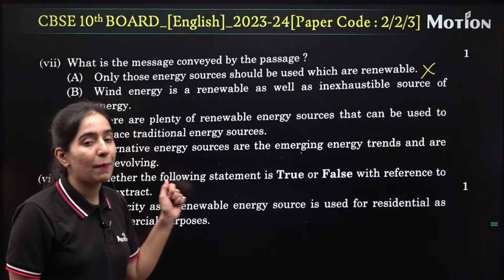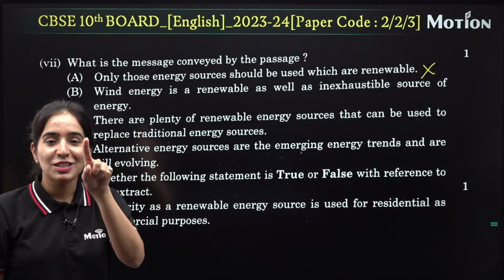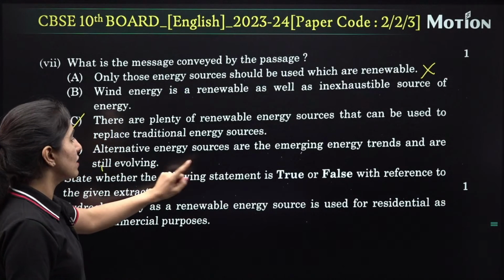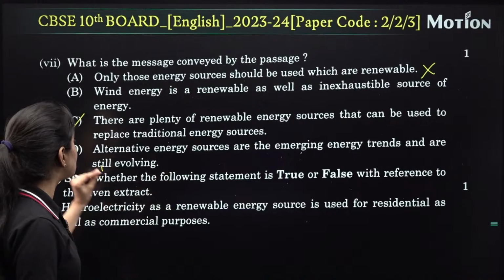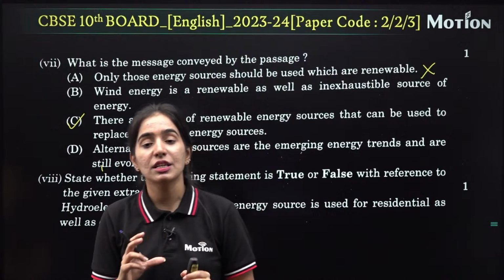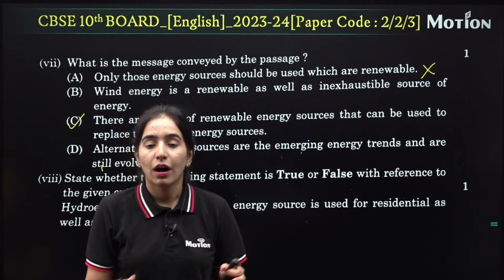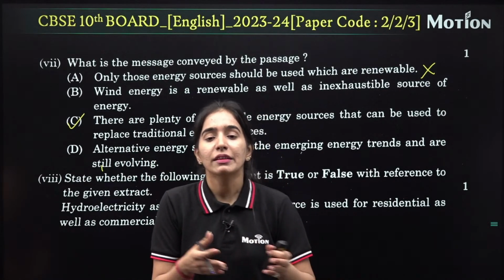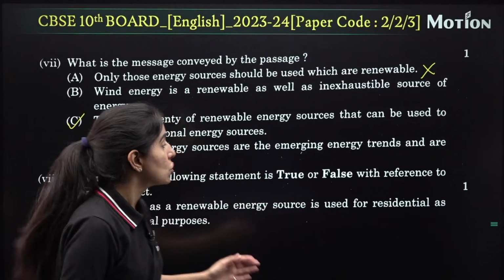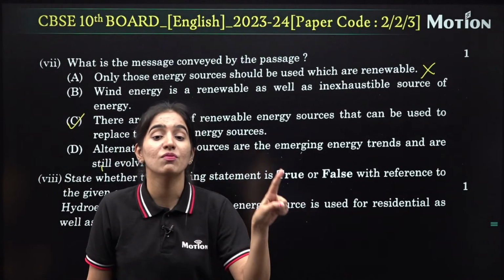When I was reading the passage, anybody could have got confused between C and D. I can see students have written D also. I'll tell you why it is not the correct answer. Alternative energy sources are the emerging energy trends and are still evolving. Students have written D, but why is it not correct? Because in almost all the paragraphs, the author was talking about different kinds of energy. In one he was talking about geothermal, then wind energy, hydropower. So different energies were mentioned. We cannot say that alternative energy sources are the emerging energy trend. It was just in one paragraph.